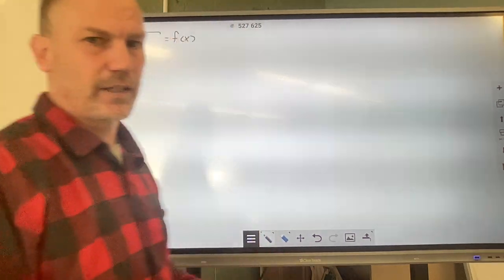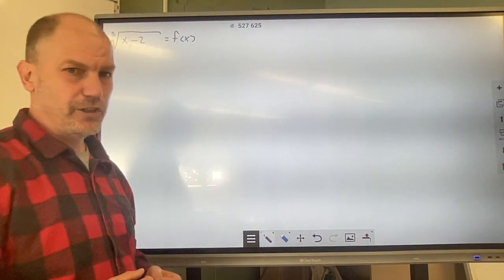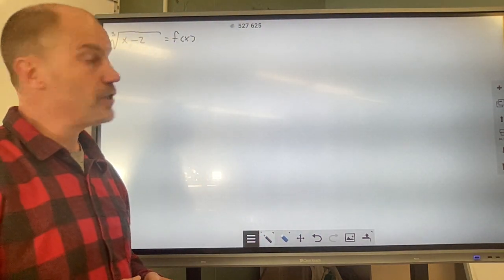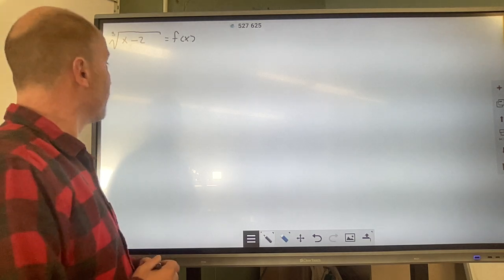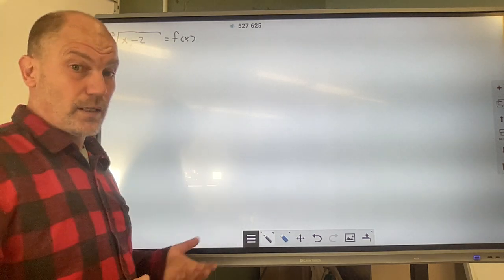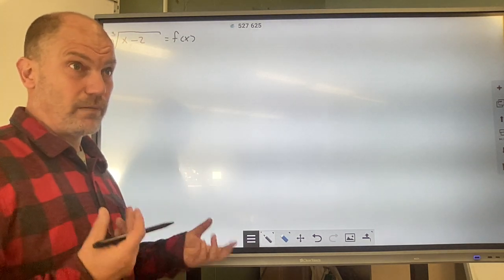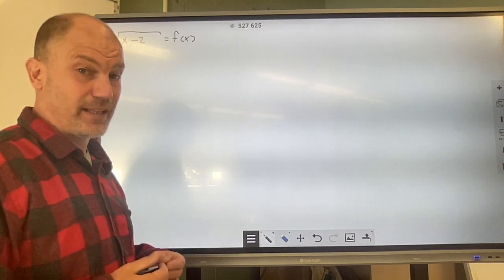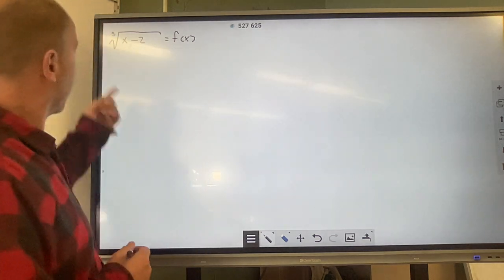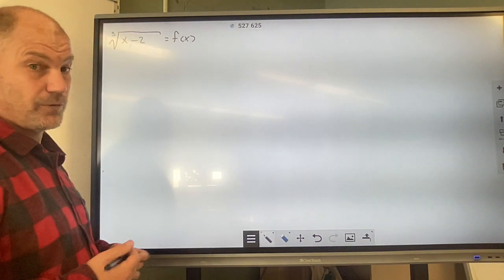We're going to graph our next equation here. We've got the cube root of x minus 2. So it's the cube root of x minus 2. We need to figure out where there are any DNEs and stuff like that, and cube root is defined everywhere, so we don't have to worry about that.